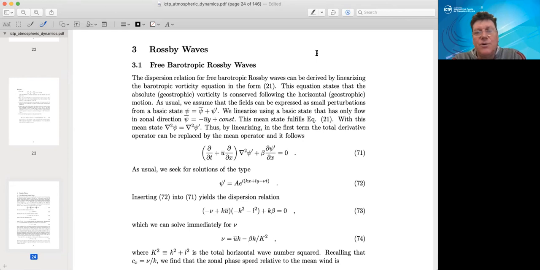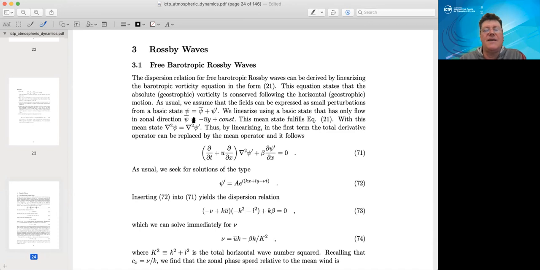So it makes sense to include this possibility, to have a mean state in terms of stream function that can be expressed as minus u times y plus a constant. This is our basic state. And if you insert this basic state in the original vorticity equation 21, it fulfills it, because there are either second derivatives or other derivatives that make this fulfilled. So this basic state, as it should be, fulfills our original equation.